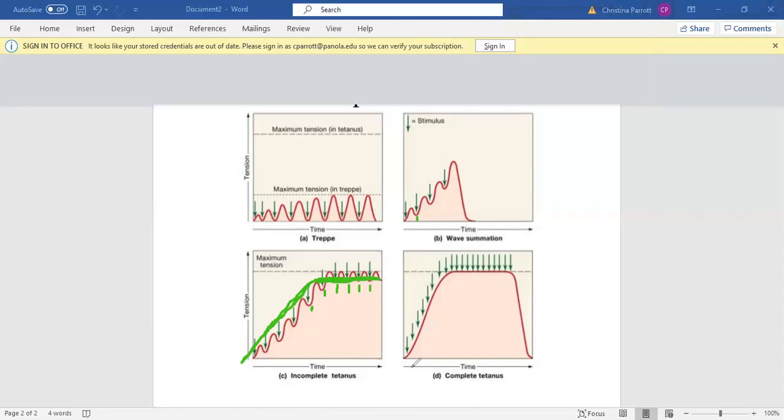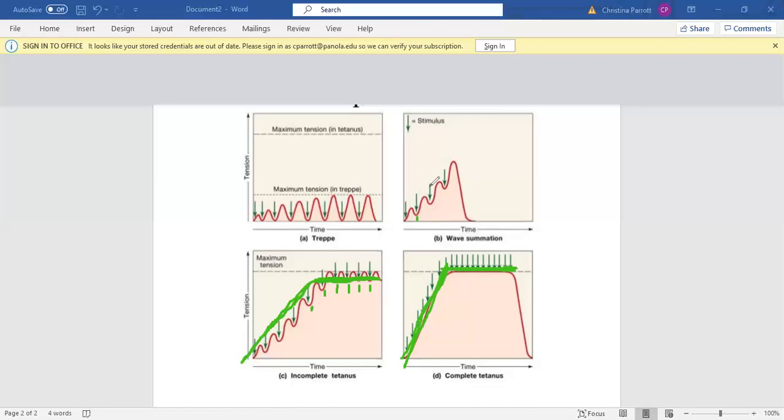Now in your complete tetanus, you see you have the increase in tension until it gets to maximum, and then it plateaus off. One thing you'll see missing here is any relaxation phase. So in complete tetanus, you have completely eliminated your relaxation phase. There is no relaxation between one stimulus and the next stimulus, okay?